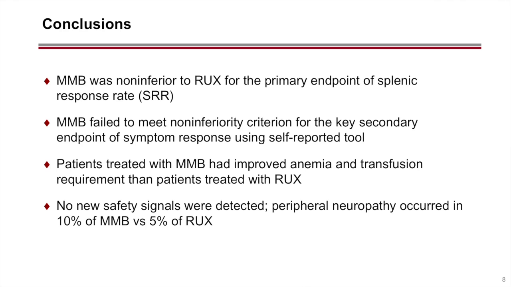Our conclusions of the study were that momelotinib was non-inferior to Ruxolitinib for splenic response. However, it failed to meet the key non-inferiority criteria for the secondary endpoint of symptom response using the self-reported tool. Patients treated with momelotinib did have improvement in anemia and transfusion requirements compared to those with Ruxolitinib. However, this endpoint did require meeting both of the prior endpoints to be fully evaluable. No new safety signals were detected, and peripheral neuropathy occurred in 10% of momelotinib patients versus 5% of Ruxolitinib.